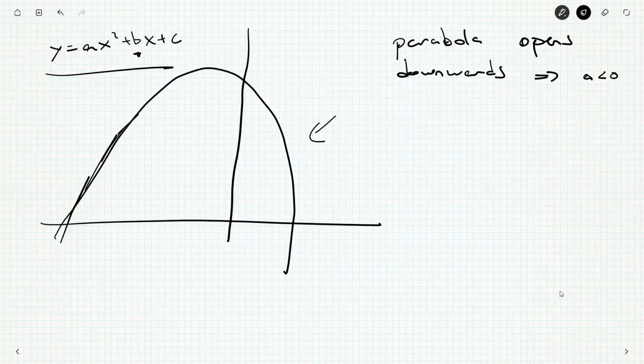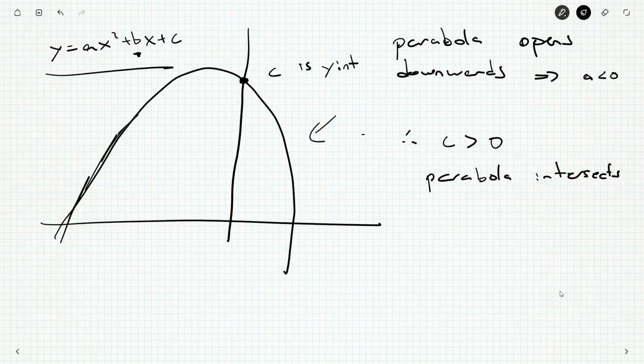In my experience, b is the only one you can't really see on a graph, but a, positive or negative, if it's up or down. And c is always the y-intercept. So we can see that c is positive. The parabola intersects the positive y-axis. So c is positive. So we're looking at a positive number minus a negative number. So that positive number is just going to get bigger. This is definitely greater than 0. And so I can tell you the answer is E right away.